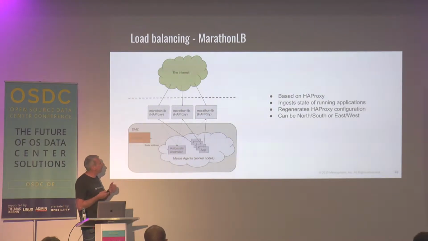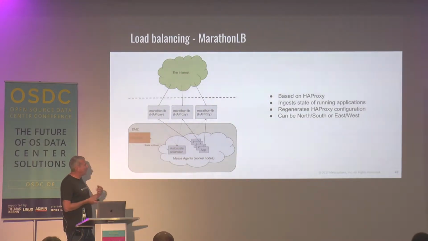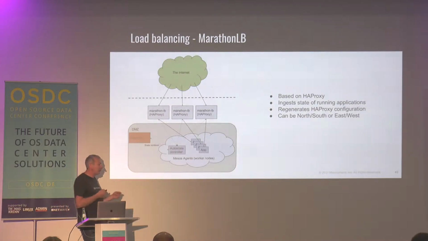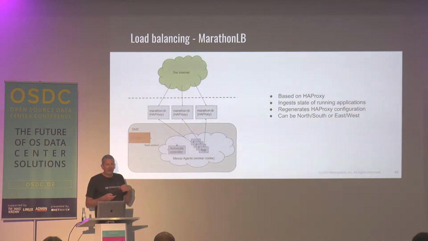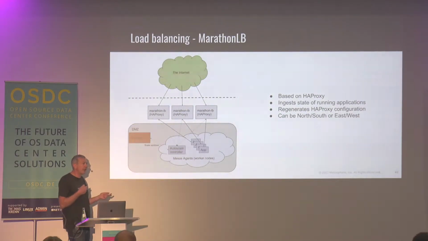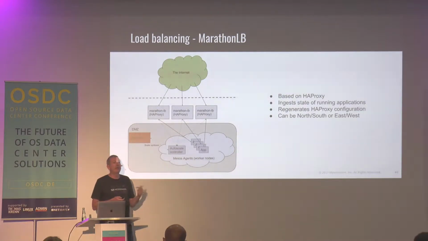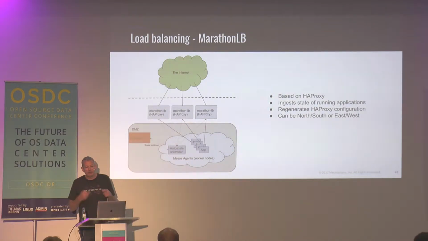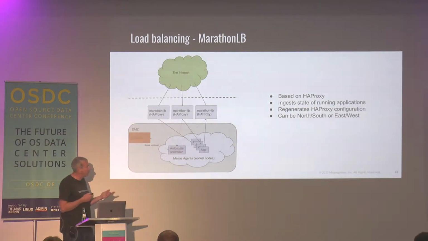So if you've configured your app to use Marathon LB, then when instances are spawned or go away, they will be automatically added or removed from the Marathon LB configuration. And this Marathon LB can be north-south, so it can be traffic coming in and out of your cluster, or you can use it east-west inside for applications to talk to other applications.